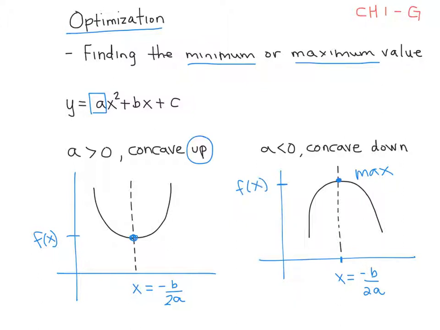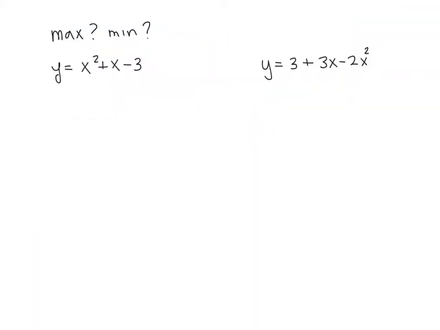In optimization, we are really interested in finding the value of y. The y value is the optimized value. Does it have a maximum or a minimum? We have y is equal to x squared plus x minus 3. The leading coefficient on this equation is 1, so we have a is greater than 0, therefore it's concaved up. In that case, we have a minimum value.